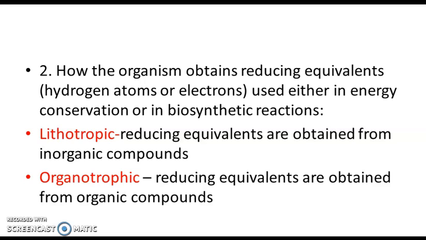The second principle is how the organism obtains reducing equivalents such as hydrogen atoms or electrons, which are used either in energy conservation or in biosynthetic reactions. It can be through lithotrophic metabolism, where reducing equivalents are obtained from inorganic compounds, and also organotrophic metabolism, in which reducing equivalents are obtained from organic compounds.